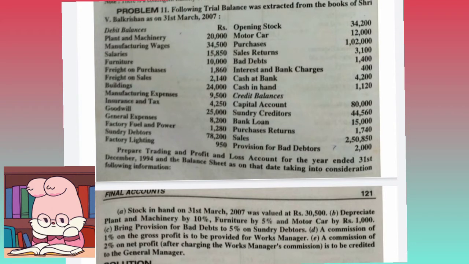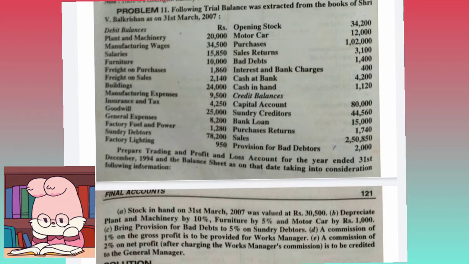The following trial balance was extracted from the books of Sri V. Balakrishnan as on 31st March 2007. So we are having the debit balances, plant and machinery is an asset, so balance sheet, manufacturing wages trading account debit side, salaries P&L account debit side, furniture is an asset, so asset side of balance sheet.